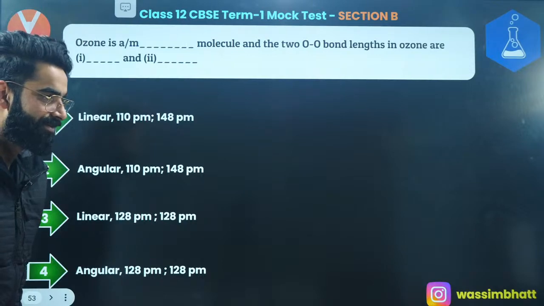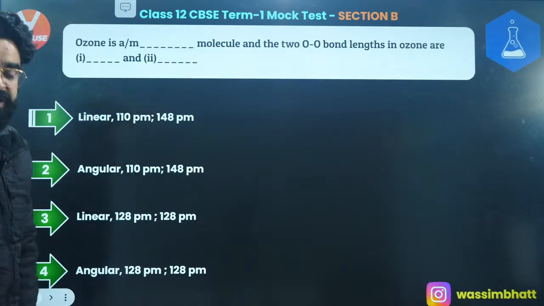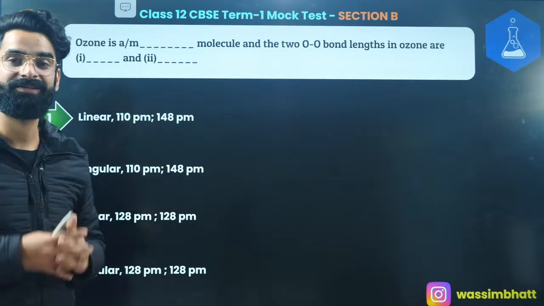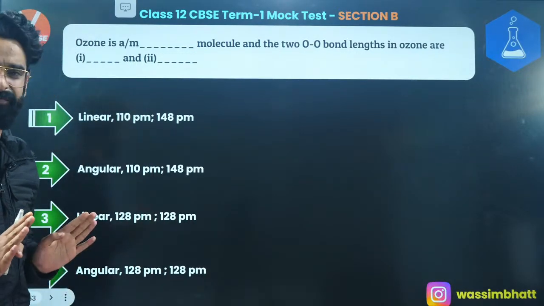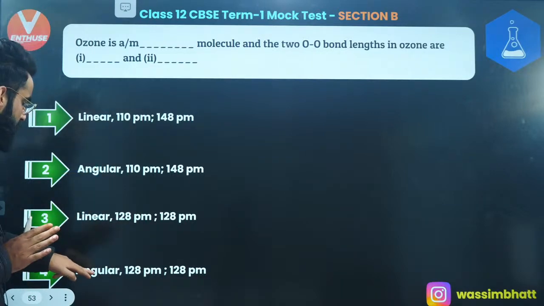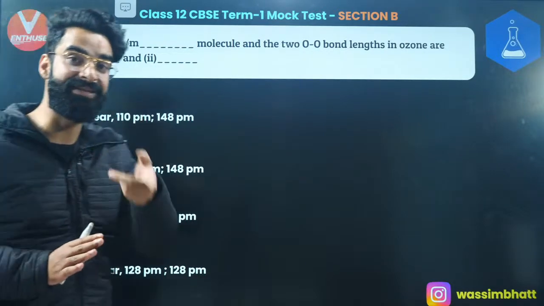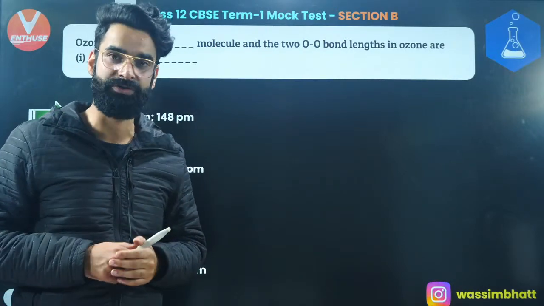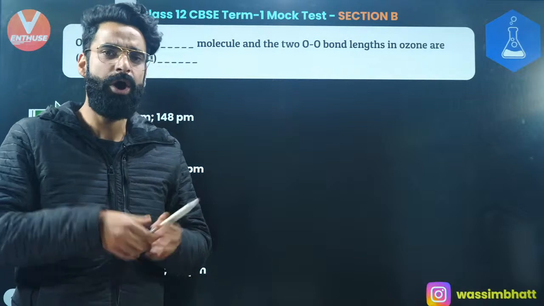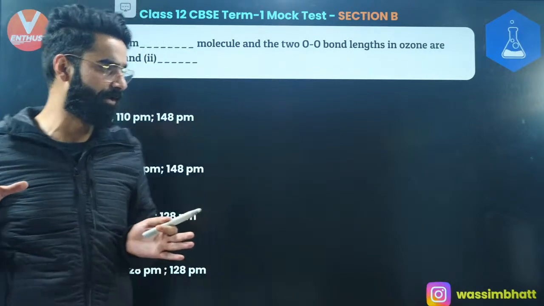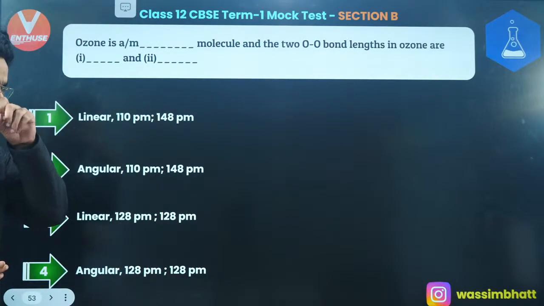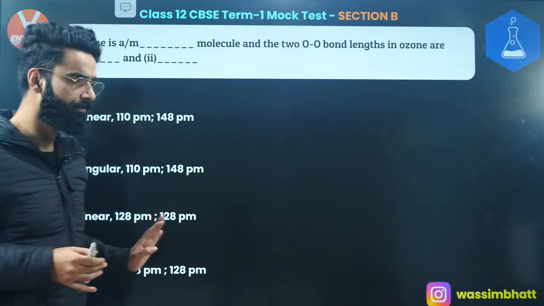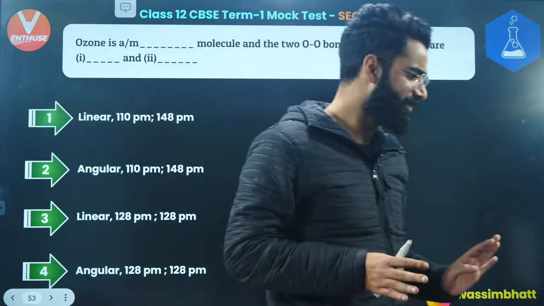That's wonderful. Good job. People, first of all, ozone, is it linear or bent? It has got the angular structure, right? So it can be option 2, option 4. In case of ozone, is there resonance? Absolutely, there is resonance. So there will be equivalent structures in case of ozone, and due to those equivalent structures, all the O-O bond lengths will be equal, right? So it's going to be angular, 128, as simple as that.